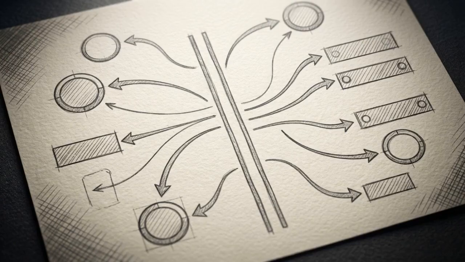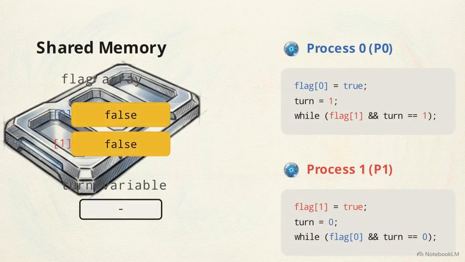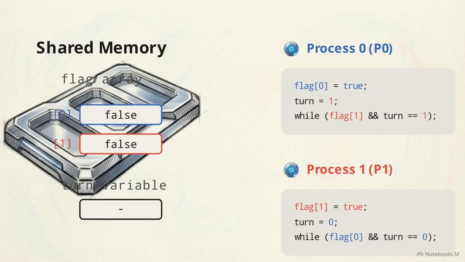The architecture of Peterson Solution is remarkably lean. It orchestrates the flow of execution between two processes using only two shared variables. The first is a Boolean array called flag, configured with two slots, one for process 0 and one for process 1. This array tracks intent. When a process sets its specific flag to true, it declares, "I want to enter the critical section."